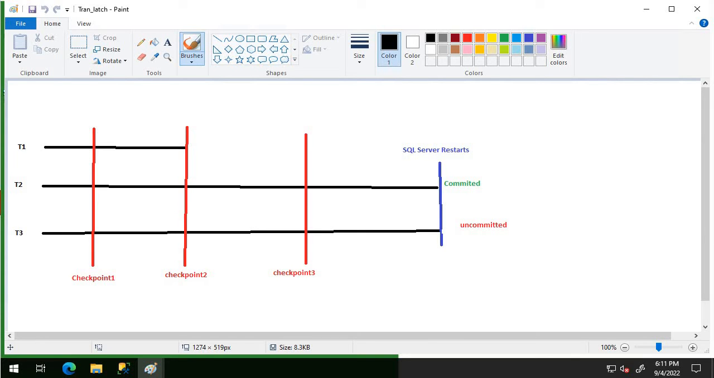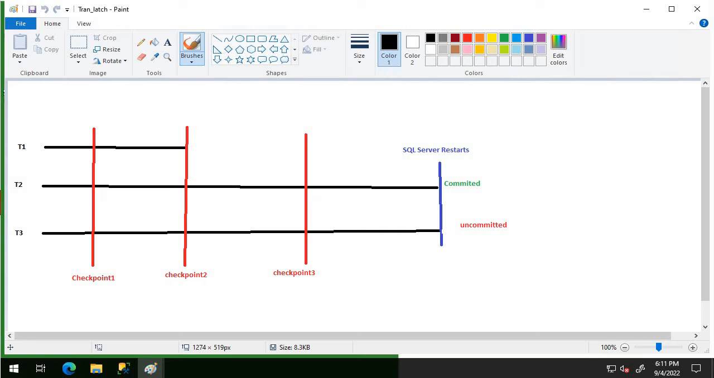Okay, moving on. Let's talk about latches again. What is a latch? Latches are a lightweight synchronization primitive that guarantees the consistency of in-memory structures. Latches are an internal mechanism of SQL Server, and the user is not going to control it. It is controlled by SQL Server itself. SQL Server determines which latches to use and at what time.